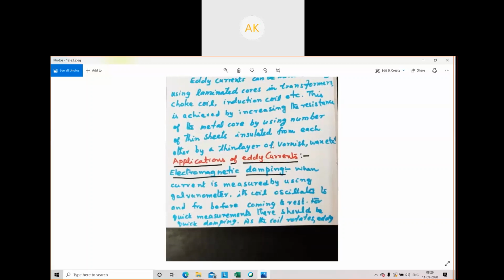Next, applications of eddy current. That was the undesirable effect of eddy current. In certain cases it is useful. In many cases it is useful. Eddy current formation is made useful.